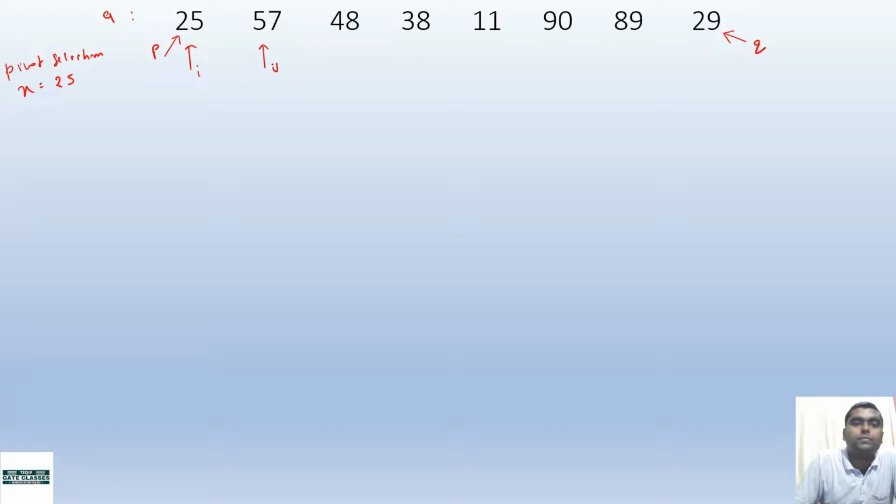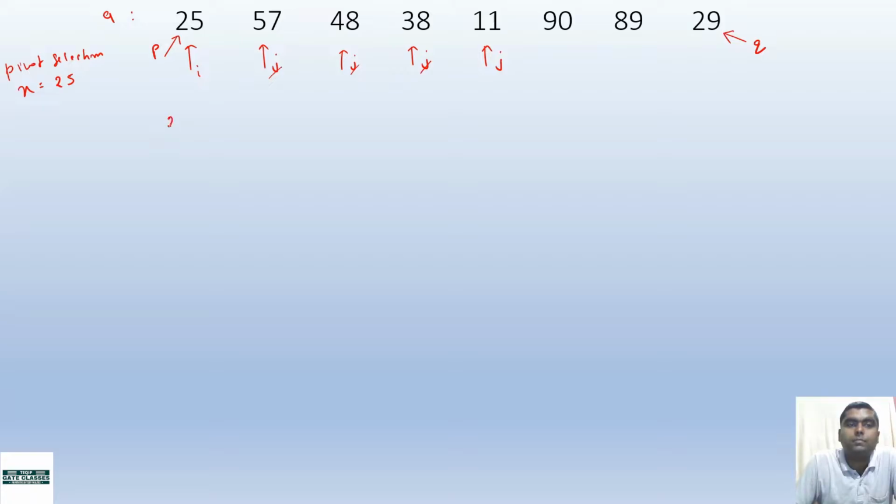Next of P is this. So A of j is less than 25? No. So just move this. Okay, A of j is less than 25? No, because pivot is our 25. So just move this. A of j is less than 25? No. 38 is not less than 25. So just move it. So this A of j, A of j is what? 11. 11 is less than 25? Yes, of course. So finally what are we supposed to do? We will increase i. So i will be increased.